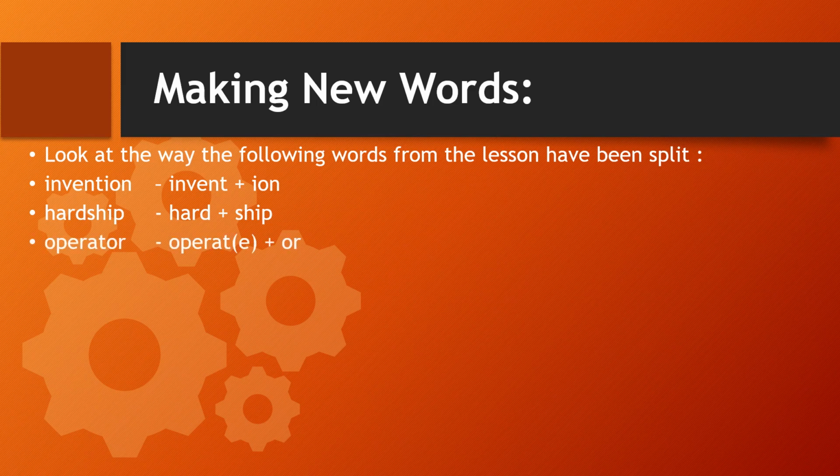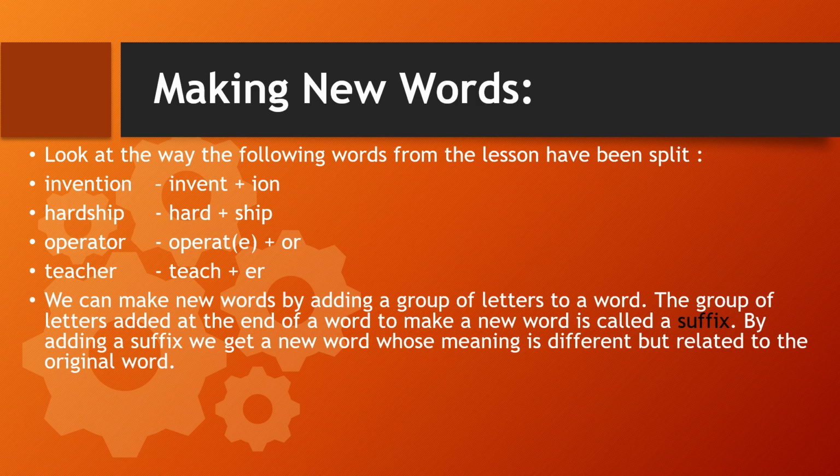The third one is operator, which is O-P-E-R-A-T-E plus O-R, operator. The next one is teacher, T-E-A-C-H plus E-R, teacher. Now children, we can make new words by adding a group of letters to a word. The group of letters added at the end of a word to make a new word is called a suffix. By adding a suffix, we get a new word whose meaning is different but is related to the original word.